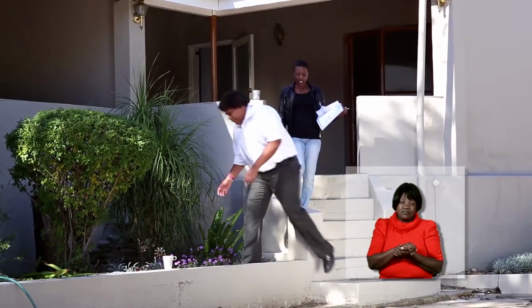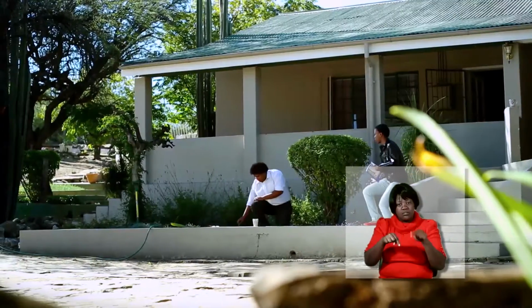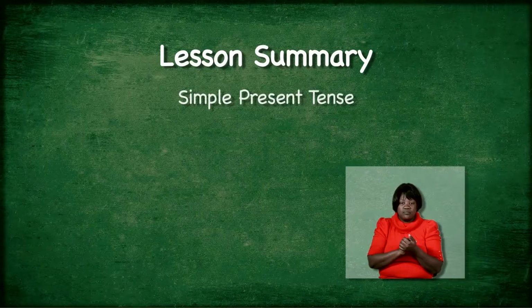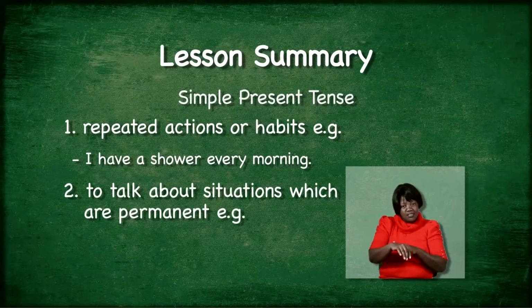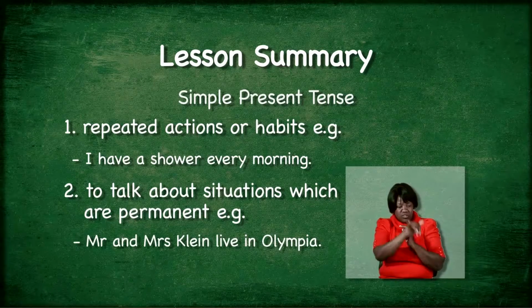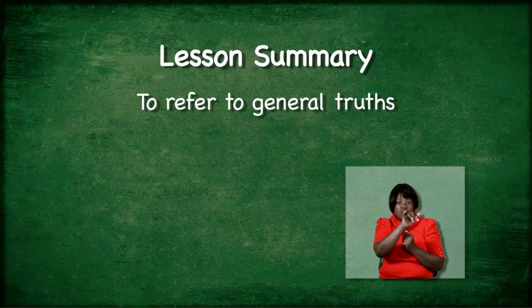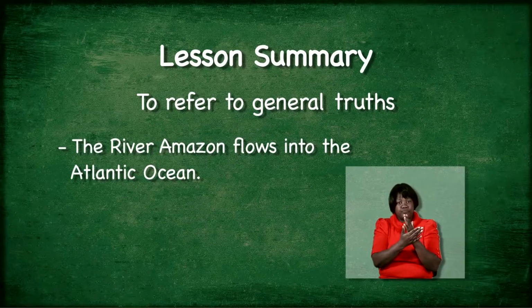We use a simple present tense for repeated actions or situations. For example, I have a shower every morning. Secondly, we use the simple present tense to talk about situations that are permanent. For example, Mr. and Mrs. Klein live in Olympia in winter. We can also use it for general truths. For example, the river Amazon flows into the Atlantic Ocean.